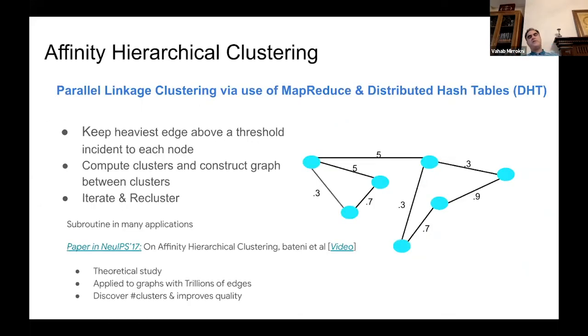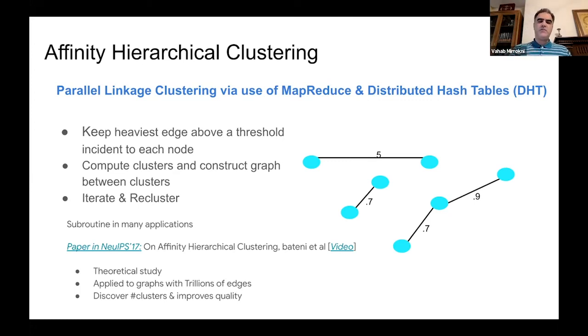So what is affinity hierarchical clustering? It's a parallel linkage clustering technique. Each round of this clustering can be done in one round of MapReduce and a distributed hash table service. What we do is, given the set of edges, we first keep the heaviest edge connected to each node. Because each node is connected to its heaviest edge, we form rooted trees.